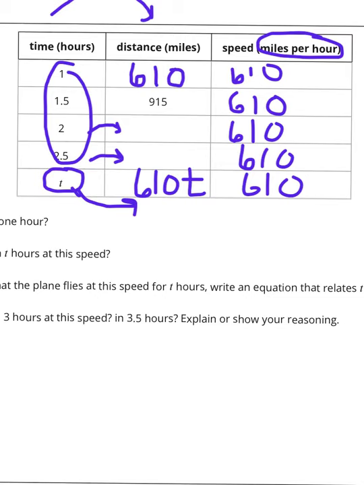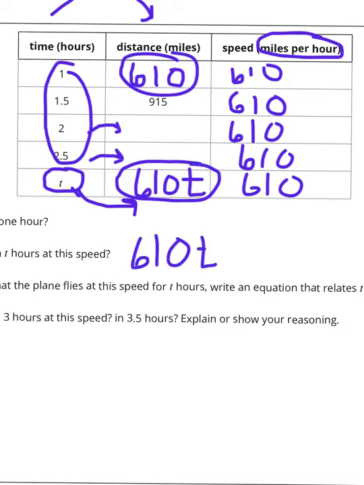How far does the plane fly in 1 hour? We have that filled out. How far would the plane fly in t hours at this speed? It would be this. And again, what that means is t could stand for anything. I could ask you, if the plane flew for 500 hours, how far would it have gone? And you would take that 610 and multiply it by 500.